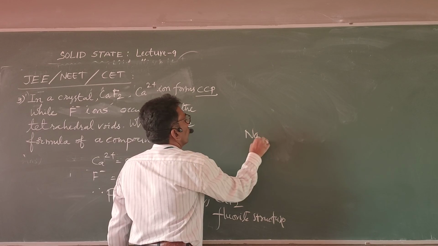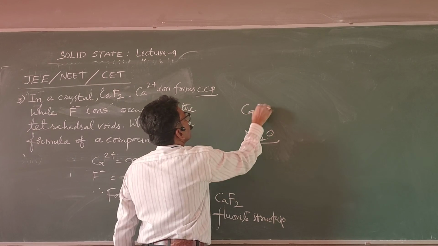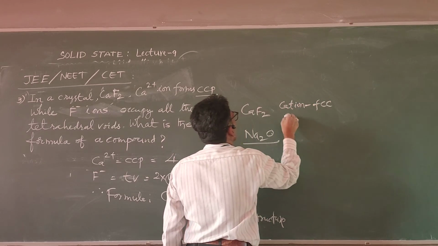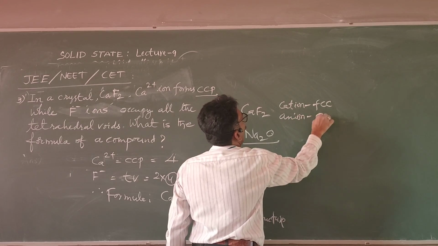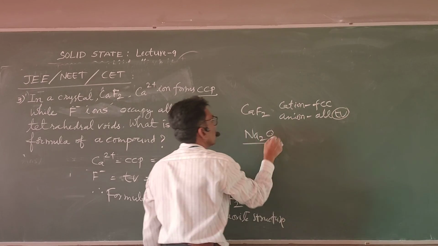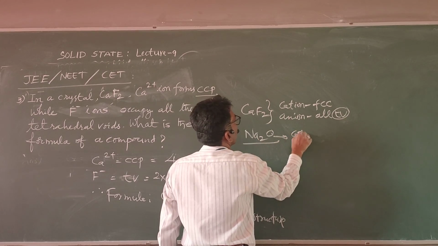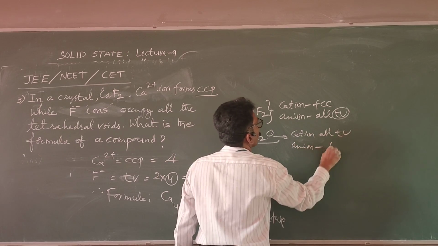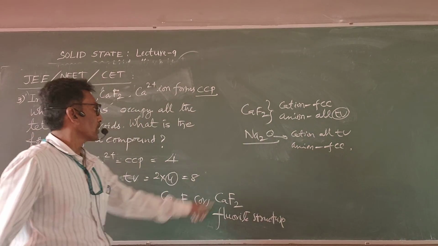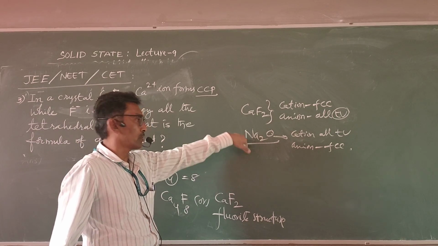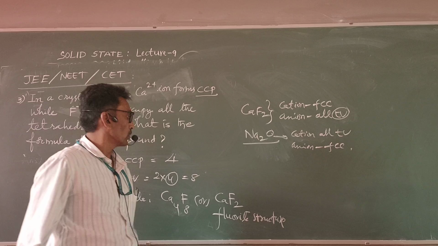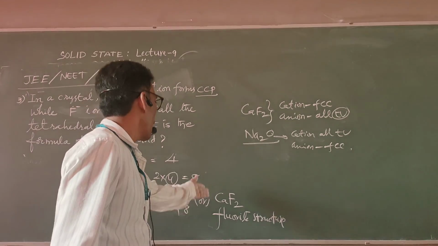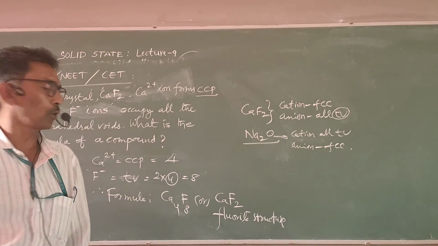Now Na2O and CaF2. What is observed? In CaF2, cation FCC, whereas anion in all tetrahedral voids. In Na2O, cation in all tetrahedral voids, anion FCC. So this structure is known as anti-fluorite, Na2O, which is reversed to the fluorite structure. CaF2 is also known as fluorspar, and the structure in solid state is known as fluorite structure. Good luck.